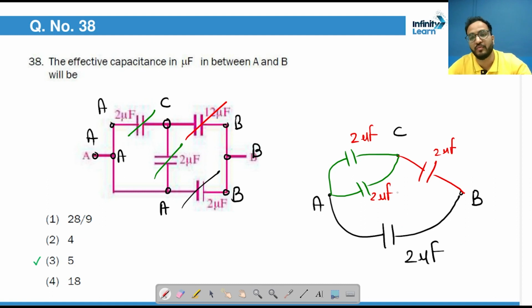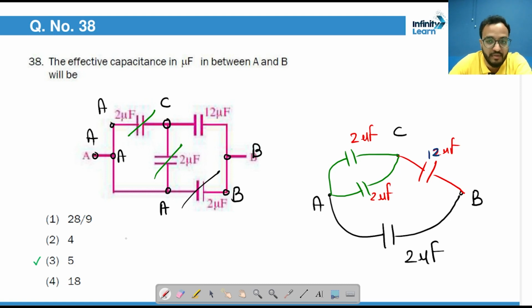Got it? So what will you do? These 2 and 2 in parallel will become 4, right? Yes or no? 2 and 2 in parallel will become 4. 4 and 2 in series will become 4 by 3. Acha, capacitor values are different or what? 1 minute. Acha, this is 12. This is 12. I'm so sorry. We need to check. This is 12. Okay, now 2 and 2 in parallel will become 4. 4 and 12 in series we have to find out now.